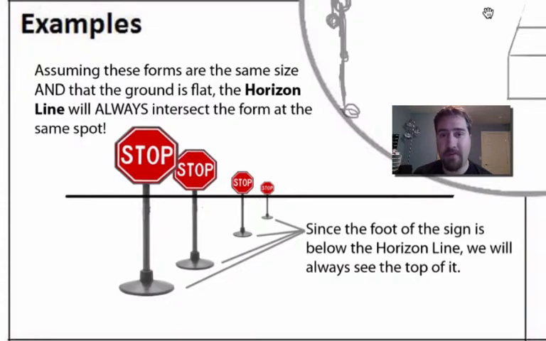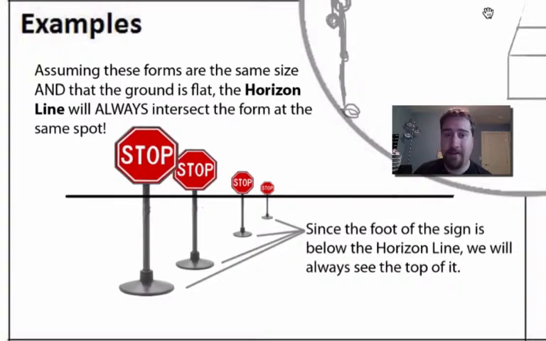For example, most stop signs are pretty tall. They're taller than your average person. If our horizon line were to line up on the stop sign that's closest to us, that would represent how tall we would be compared to that stop sign. If we existed in a flat world, like just completely flat ground, and we put 4 stop signs off in the distance, they would start to get smaller.